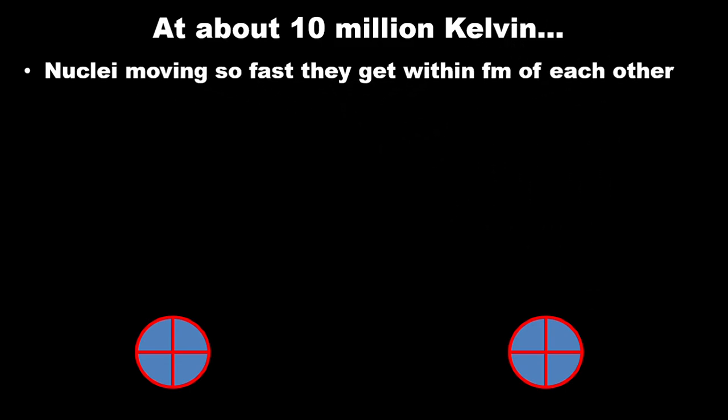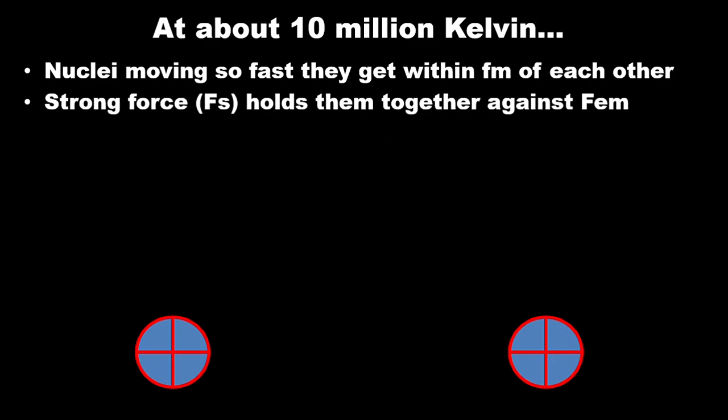The particles, the protons, are moving so fast that before they can be repelled by the electromagnetic force, they get within femtometers of each other. Why does femtometer sound significant? Because it's at those distances of femtometers that the strong force comes into effect. And remember, the strong force is stronger than the electromagnetic force. And so once the nuclei get within femtometers of each other, the strong force grabs them, holds them together against the repulsion of the electromagnetic force in what we call nuclear fusion.